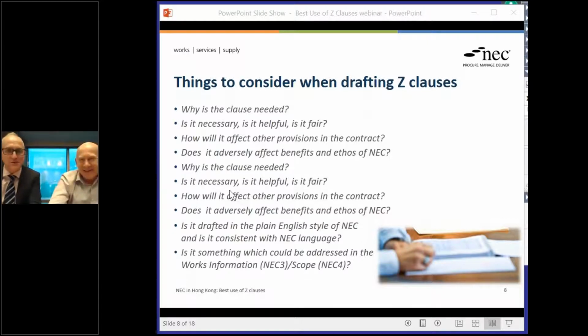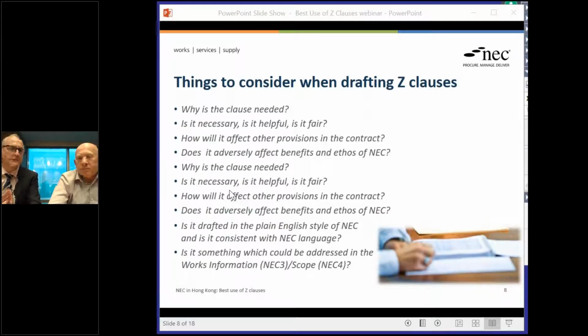Yeah. If we go down to, I think it's the second to the bottom of the screen. Is it drafted in the plain English style of NEC, and is it consistent with NEC language? Because it's one of the common problems when you see amendments and additional conditions. They suddenly start using the more traditional style of contractual language, and that can give rise to its own issues, and suddenly you're adding length back into the contract, which NEC of course tries to avoid.